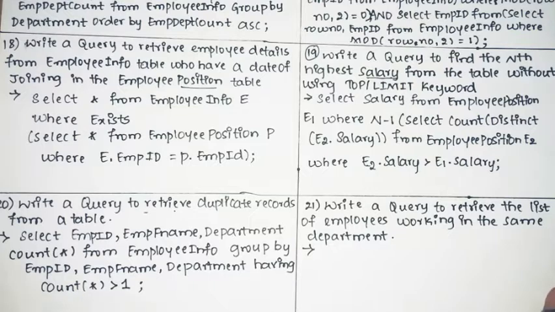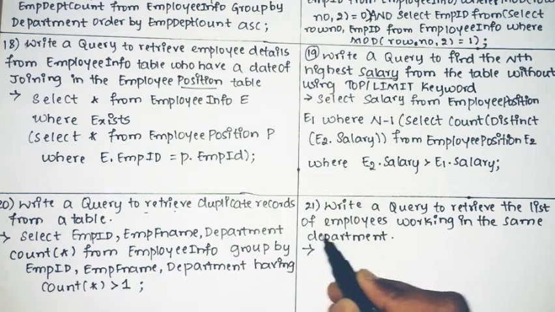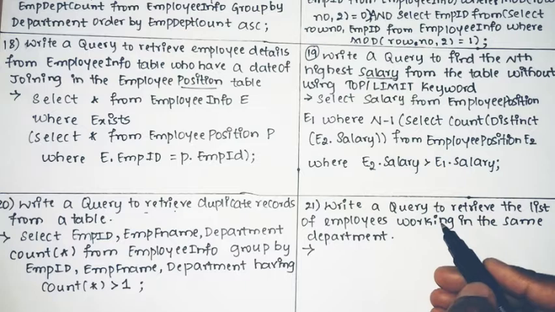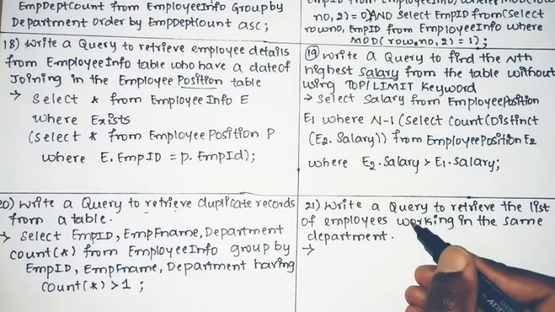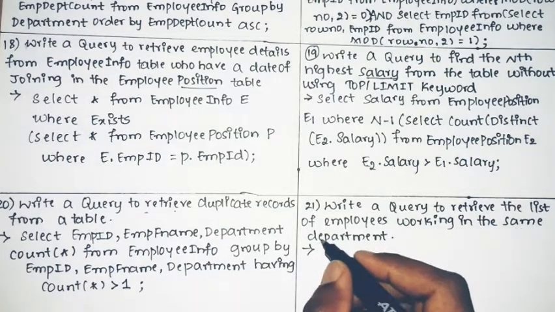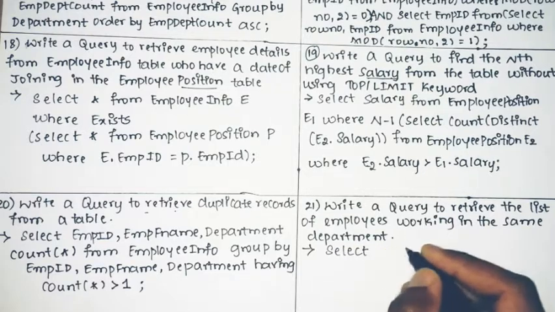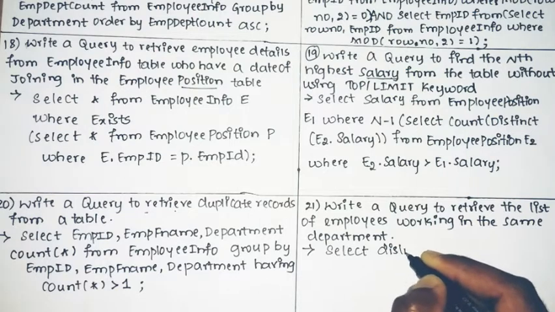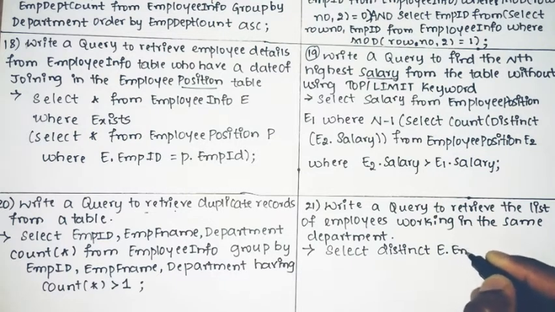So then we shall see the last query of this session. Write a query to retrieve the list of employees who are working in the same department. So for that purpose, what you need to do is select distinct. Again you need to use the distinct keyword. Then I am going to consider E dot employee ID.